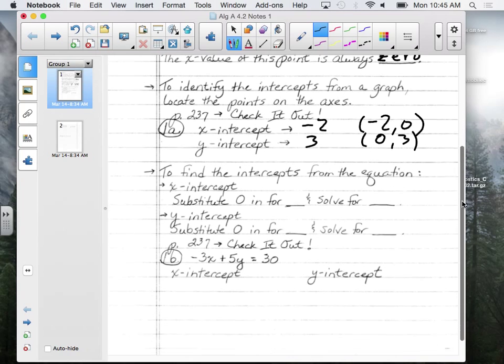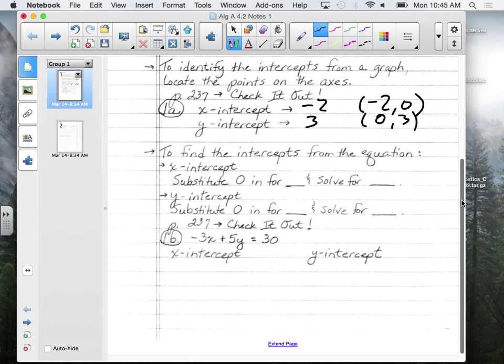Alright, so next we'll be finding intercepts from an equation, and to do that, to find the x-intercept, sorry, substitute 0 in for y, and solve for x.